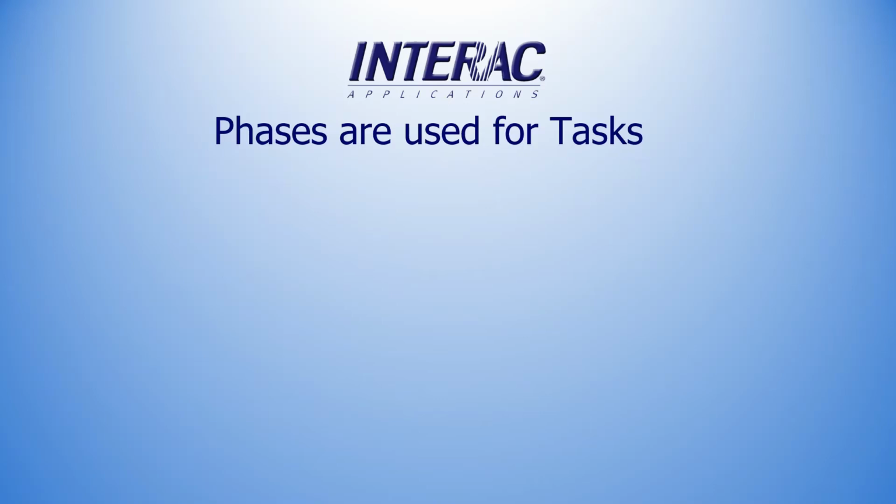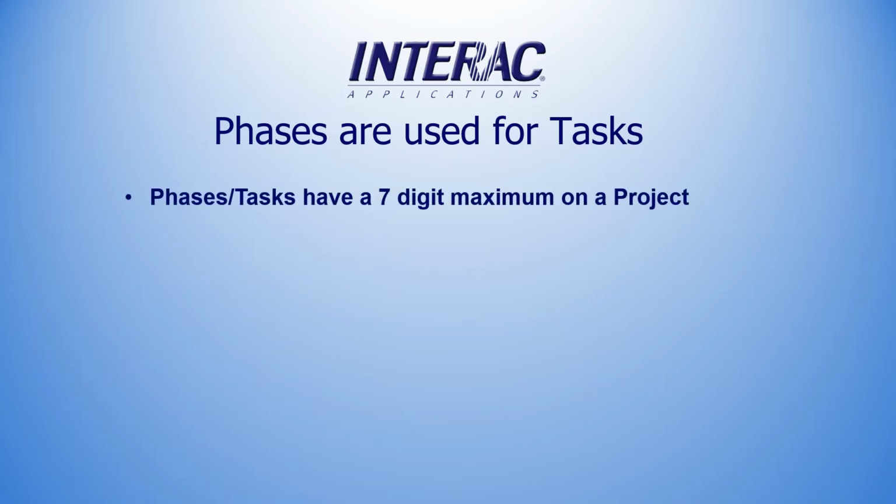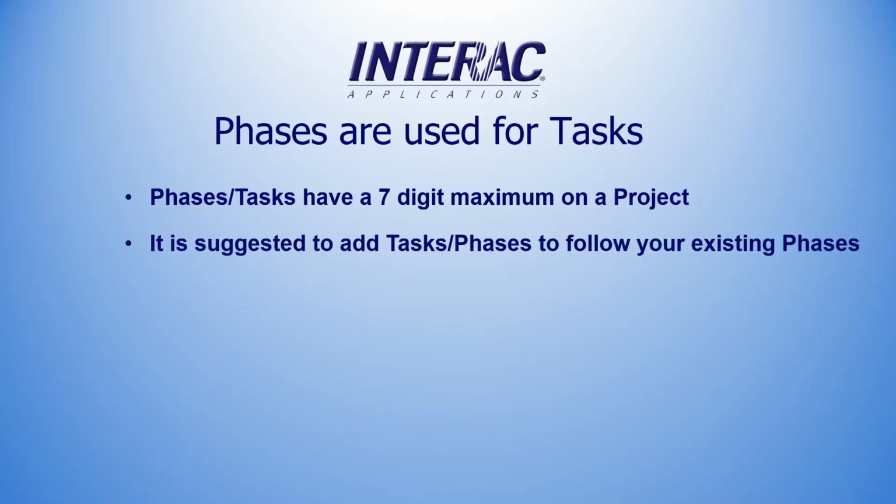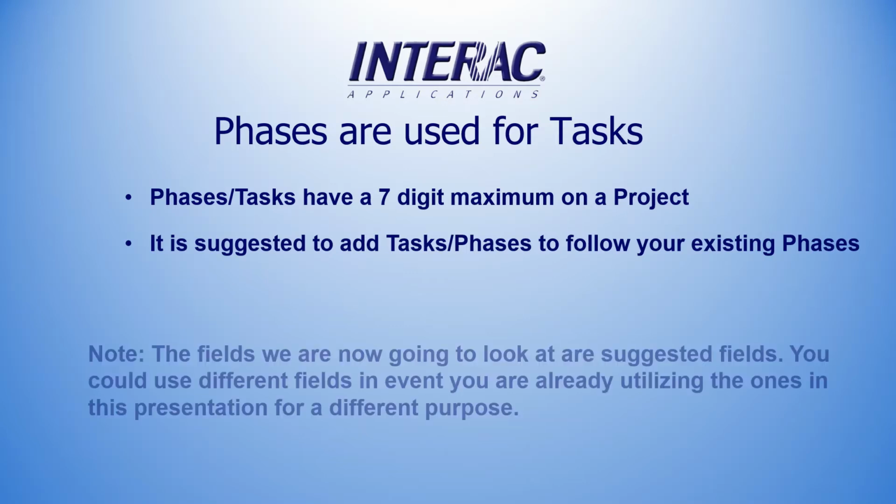We use phases for tasks. Phases have a 7-digit maximum on a project. It is suggested to add phases for tasks to follow your existing phases. For example, if you're using a 5-digit phase number, you might use a 6-digit number for your tasks.